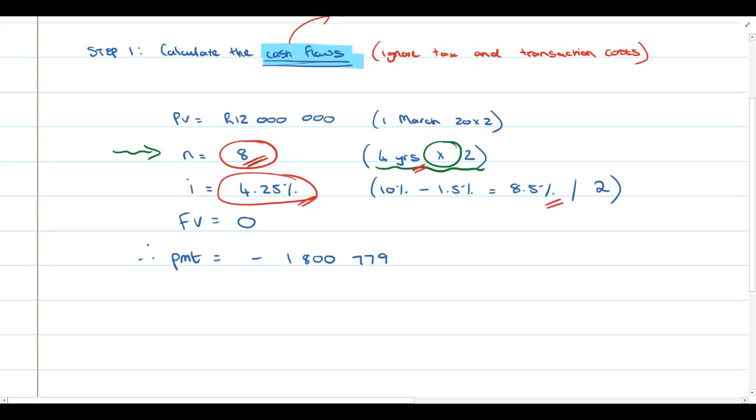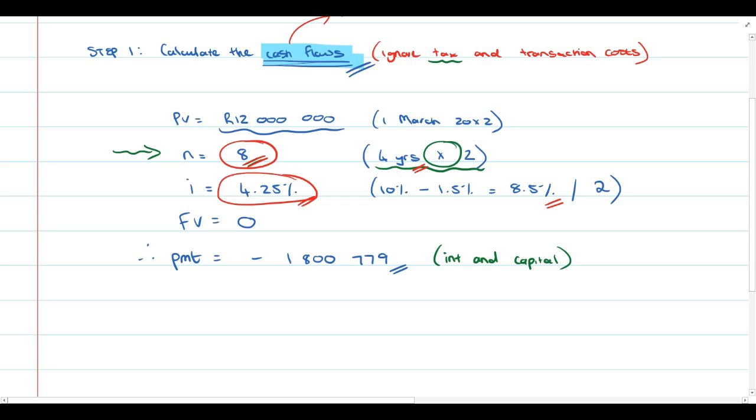So guys, the purpose of step 1 was to calculate our cash flows. And we now have all of the cash flows. Up front, when the company first entered into the loan agreement, they would have had an inflow of 12 million rand. And then over the next 4 years, they are going to make 8 payments in order to settle this loan. And this payment over here is made up of interest and capital. So we've calculated all of our cash flows.